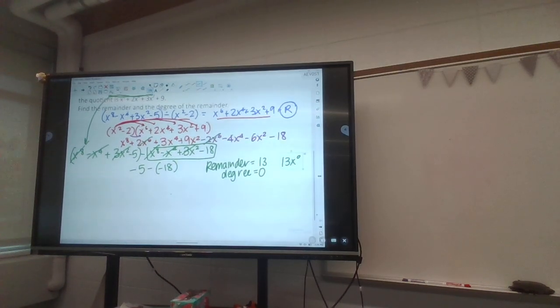Okay. So I know there's one or a few questions in your homework like this tonight where you have to work through these steps, taking the different parts that we know already and trying to find that remainder.